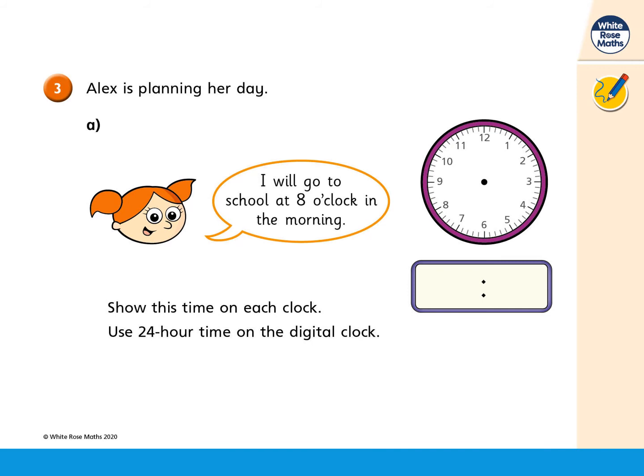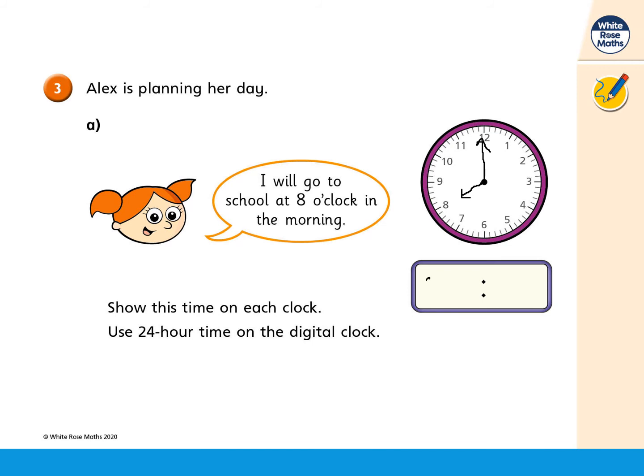I will go to school at 8 o'clock in the morning. Show this time on each clock. Use 24-hour time on the digital clock. So I know that the minute hand is the long hand, so I'm going to draw a long hand there. And the hour hand is a short hand. I'm going to do it pointing towards the 8, like that. 8 o'clock AM.